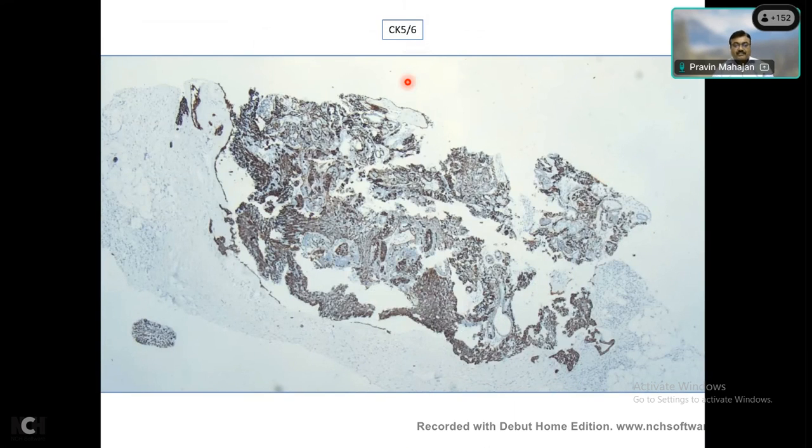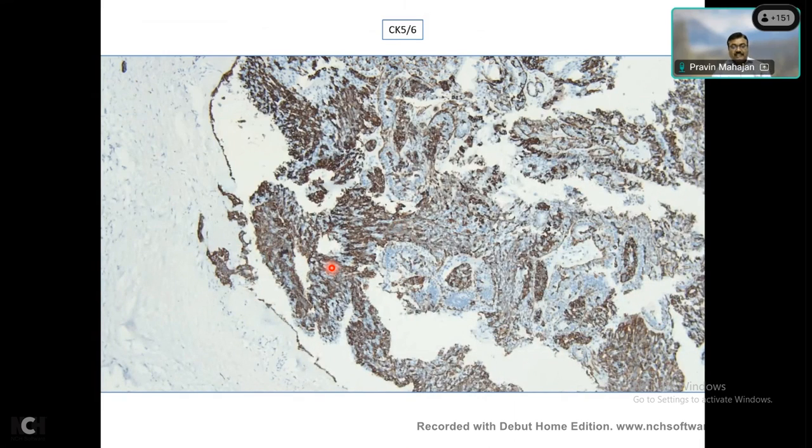And now this is CK5/6. What do you see in CK5/6? This solid area actually has preserved CK5/6 expression. If you go on to high power, you can make out this solid area is actually showing good heterogeneous positivity for CK5/6. It is also present in the areas which actually looked quite benign.